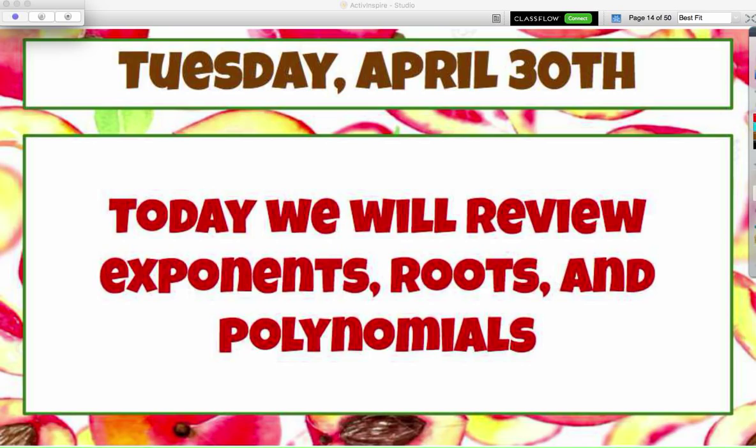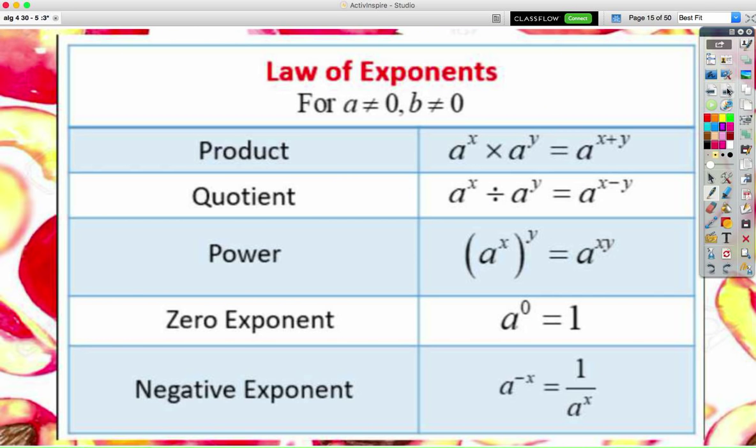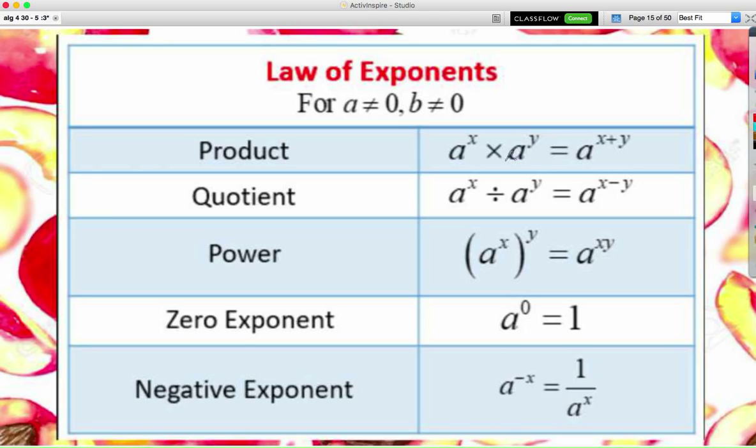Today we will be doing a quick review of exponents, roots, and polynomials. The laws of exponents only work when you are performing these operations with the exact same base. For example, if I'm multiplying a times a. It also works for number bases as well if this had been a 5 times 5.